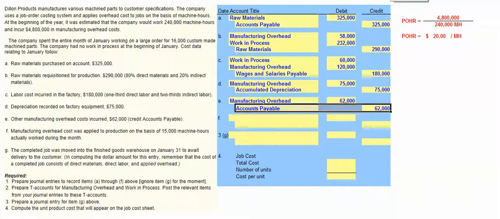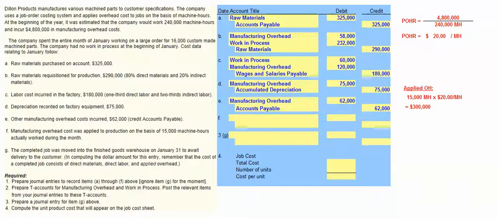Item F, manufacturing overhead cost was applied to production on the basis of 15,000 machine hours actually worked. So let's go ahead and calculate the amount of applied overhead. Our applied overhead will be our 15,000 machine hours times our predetermined overhead rate of $20 per machine hour. Our applied manufacturing overhead is $300,000. We will debit work in process for $300,000 and credit manufacturing overhead for $300,000.